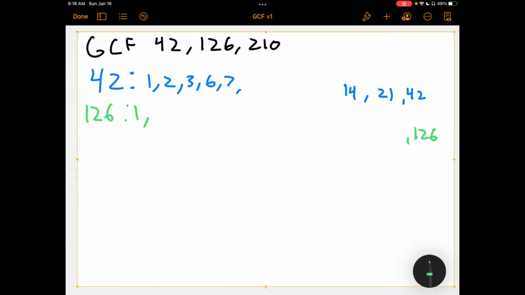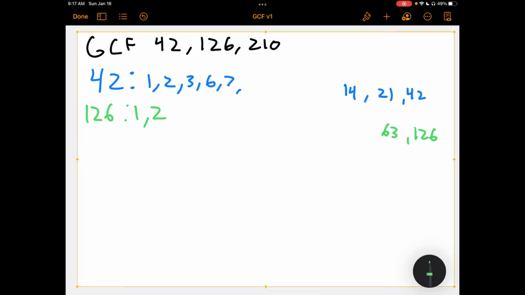Okay, so now we go to our next number. We say, what is 126 divided by 2? And that's going to give us 63. So we know again that that's not going to be our greatest common factor for the 3 sets, but we'll write it out.